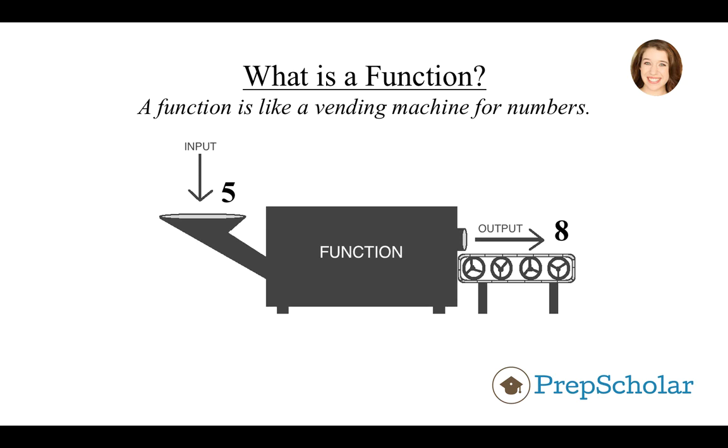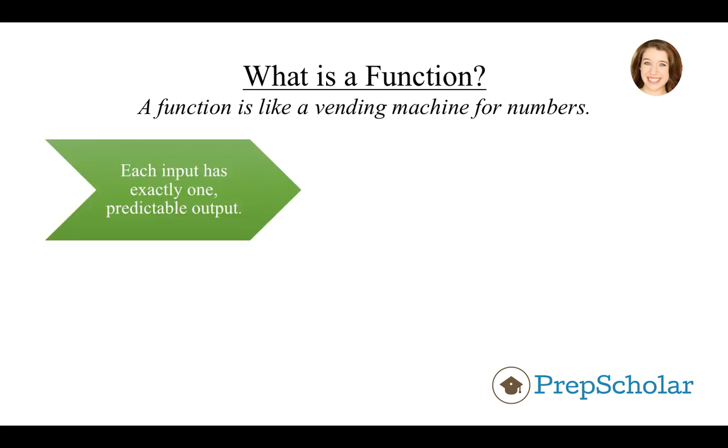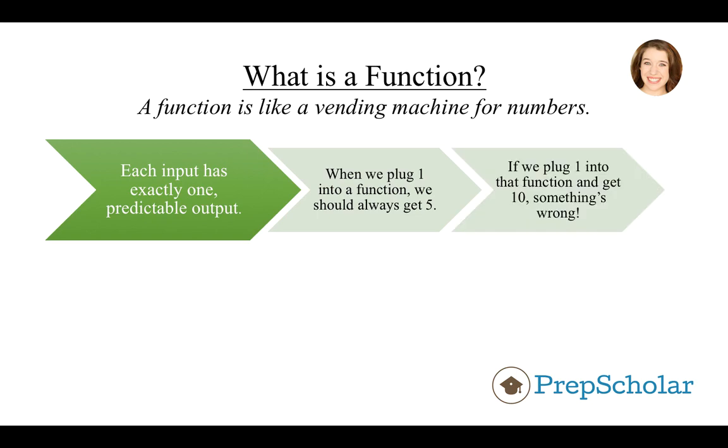Okay, so there's a couple of specific rules that we should understand about inputs and outputs. Each input has exactly one predictable output. Every time I press A6 on my vending machine, I am going to get a Sprite, and the same is true of these inputs and outputs. When I plug 1 into a function, we should always get 5 back. Each input gives us one specific output.